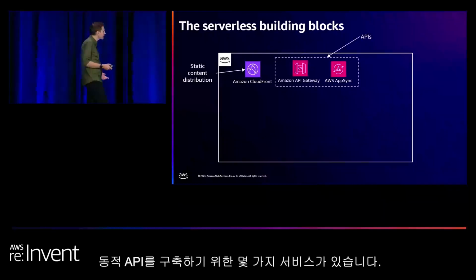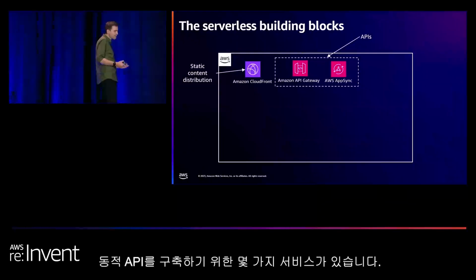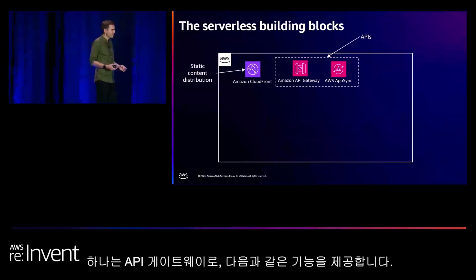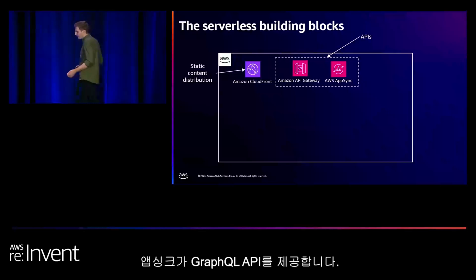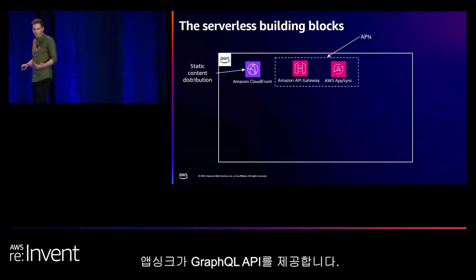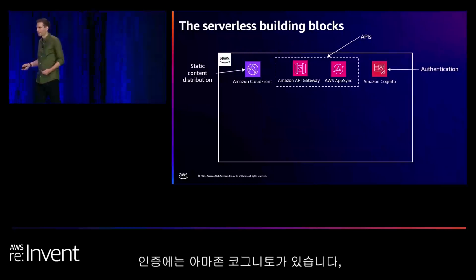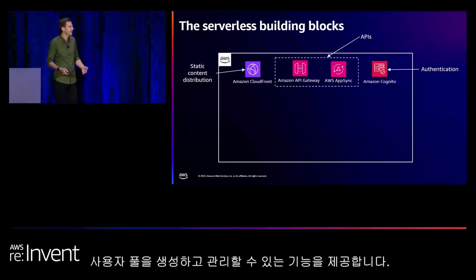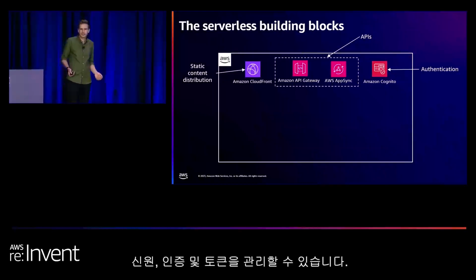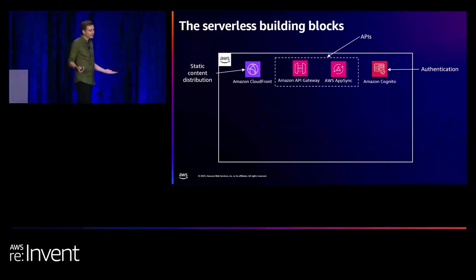For building dynamic APIs, we have a couple of services. One is API Gateway, which provides us with RESTful APIs or WebSockets. AppSync provides us with GraphQL APIs. For authentication, there's Amazon Cognito, which gives us the ability to create user pools, manage identities, authentications, and tokens.